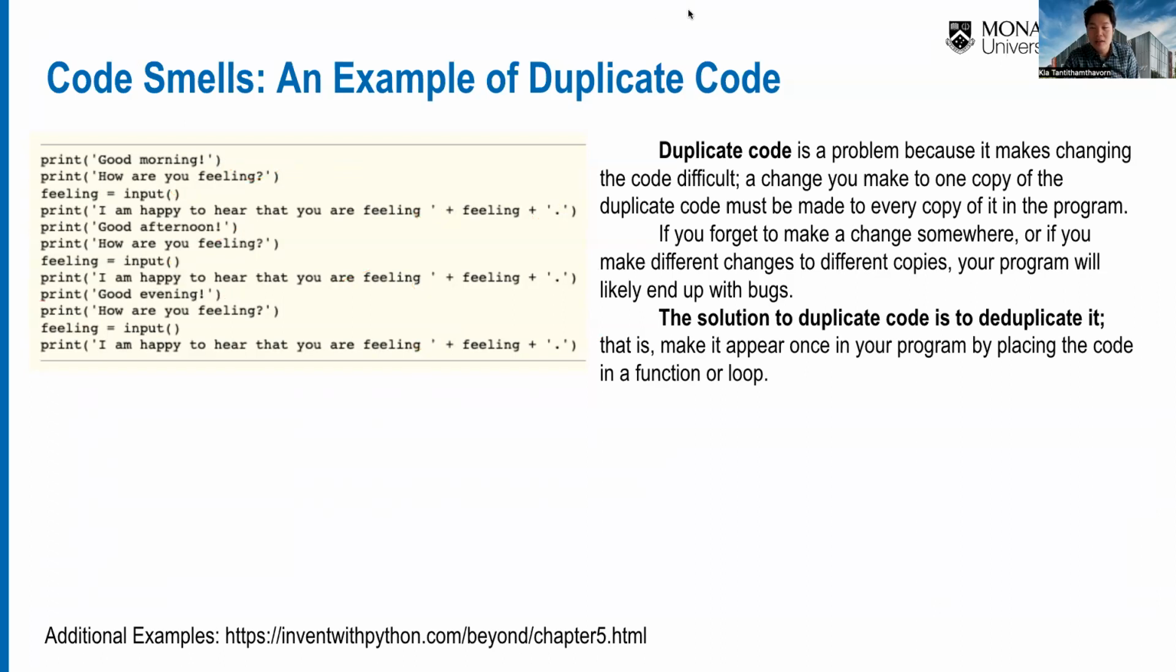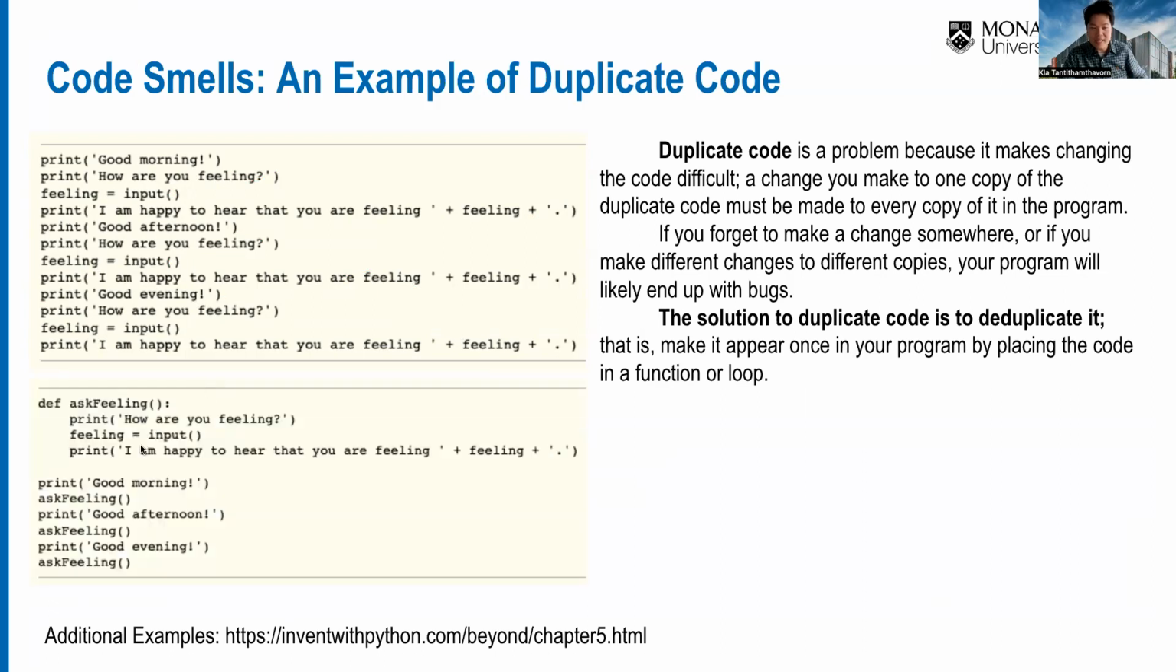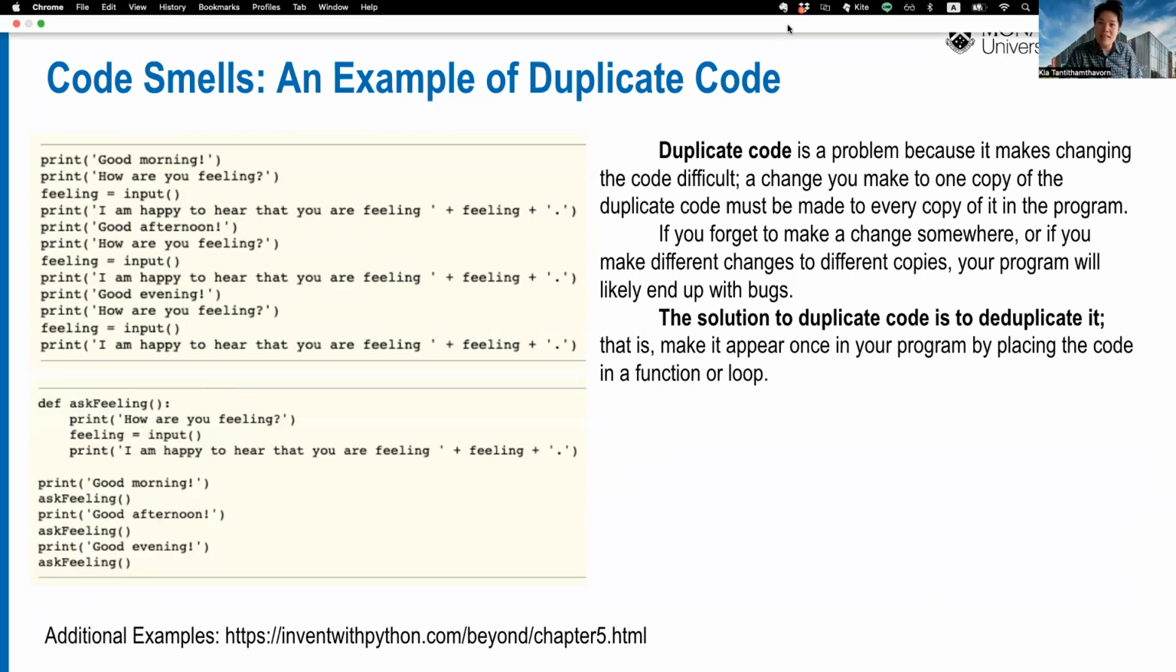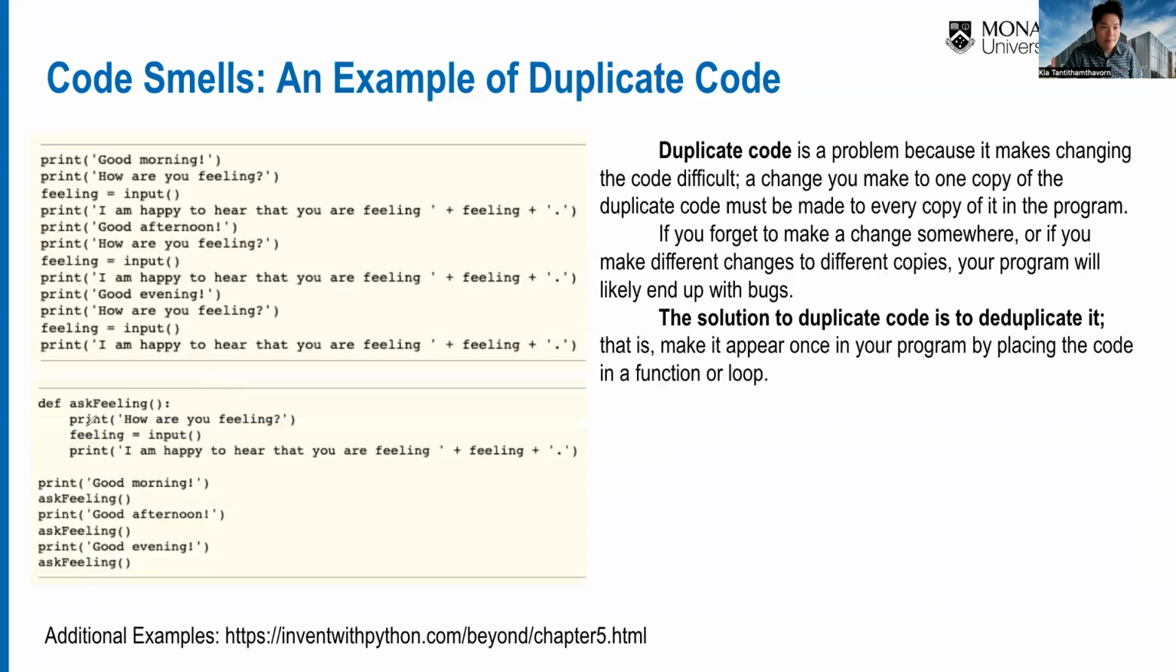So how to fix this one? The solution: if the code is duplicated, we just deduplicate it. Easy. Because this is repeated, probably we can put them in a loop. This is an example. Probably we can define a new method, ask feeling. These are the three lines that are duplicated: print how are you feeling, input the feeling, and print I am happy to hear that you are feeling something.